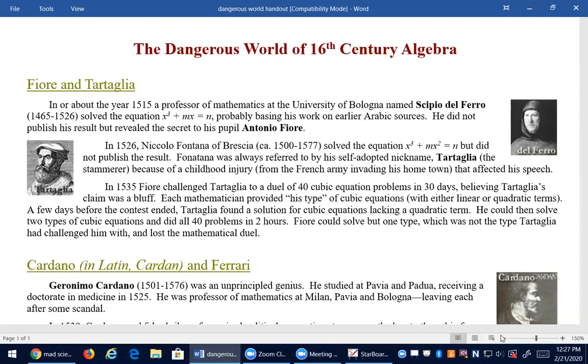Then a few years later, someone named Tartaglia, the stutterer, because the French army attacked his town when he was young, discovered a very similar one. If you compare these, you will see that this one has an x squared and this one has an x. So they each know how to do a slightly different kind of math problem. That's all that you care about right now. So they challenged each other to a duel. They gave each other 40 problems, and they had a month to do this. And Tartaglia found a solution to his opponent's problems, and once he found the solution, it just took him 2 hours to grind through the algebra. And Fiore couldn't figure out what to do, and he lost. So far, so good.